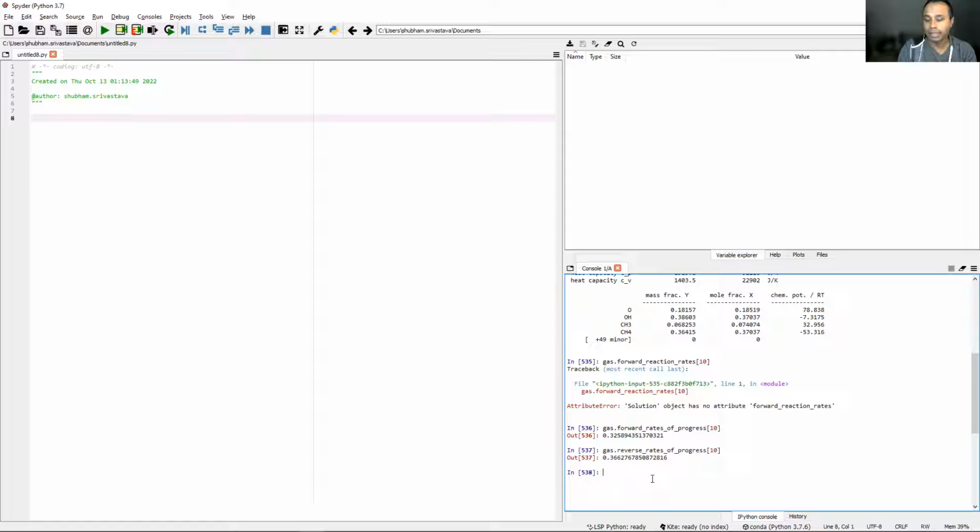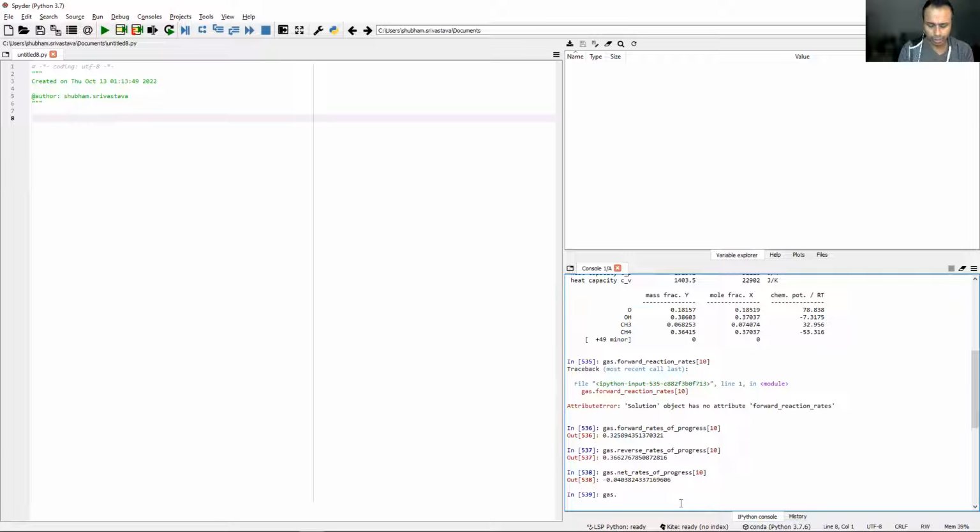And similarly, there is also another function which is known as net_rates_of_progress. This net rate of progress gives you the difference between the forward and the reverse. So forward rates of progress minus reverse rates of progress. So a negative net rate of progress would mean that the whole reaction is going from the product to the reactant side at these particular temperature and pressure conditions. Now let's raise the temperature, for example.